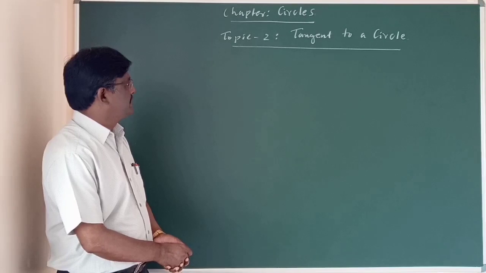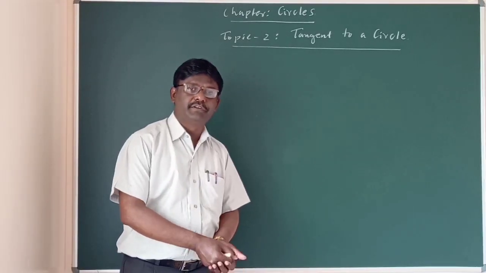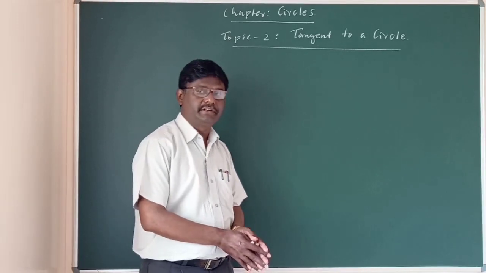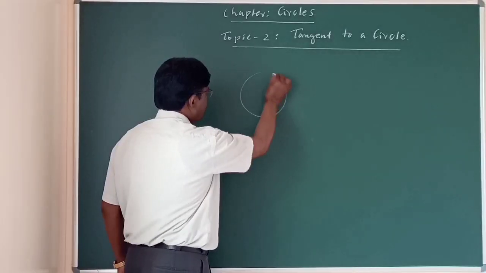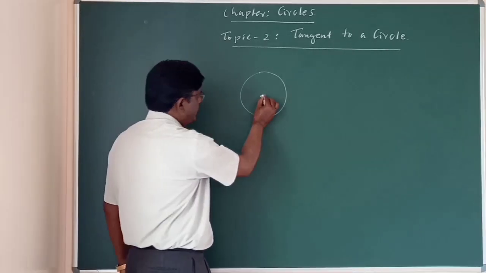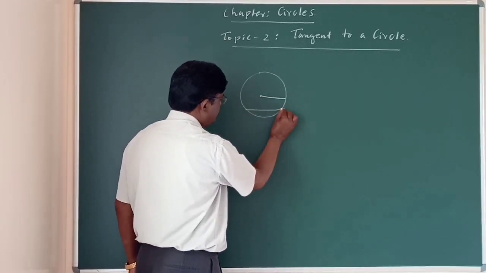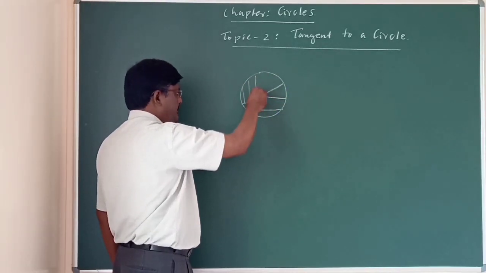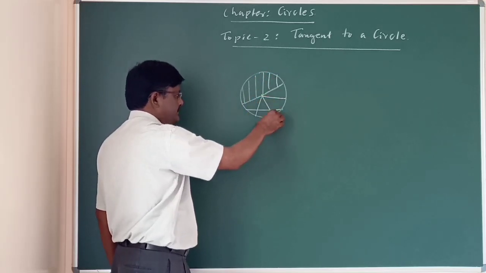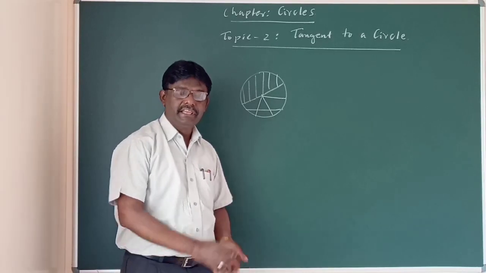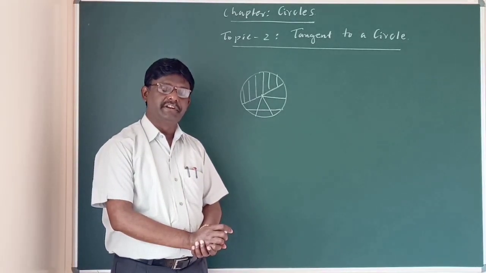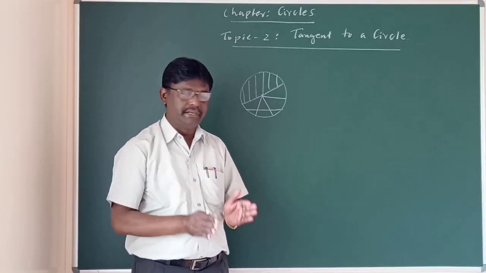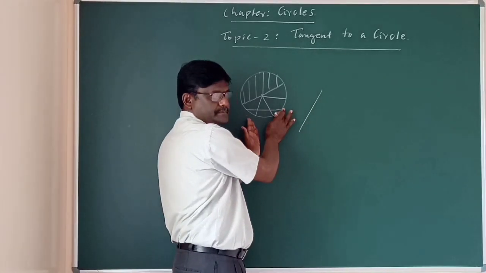In the chapter circles, in the previous class, we have studied about circle and the various terms related to it, like center, radius, chord, diameter, arc, segment and sector, etc. In this class, we will discuss different situations when we are given a line and a circle.